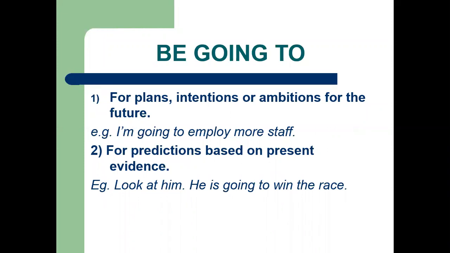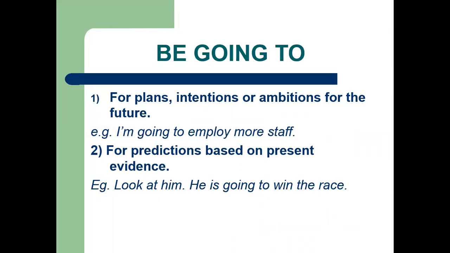Be going to is used for plans, intentions, or ambitions. I'm going to employ more staff. I'm going to travel, or she's going to get married. Yes, those examples suggest intention or plan.